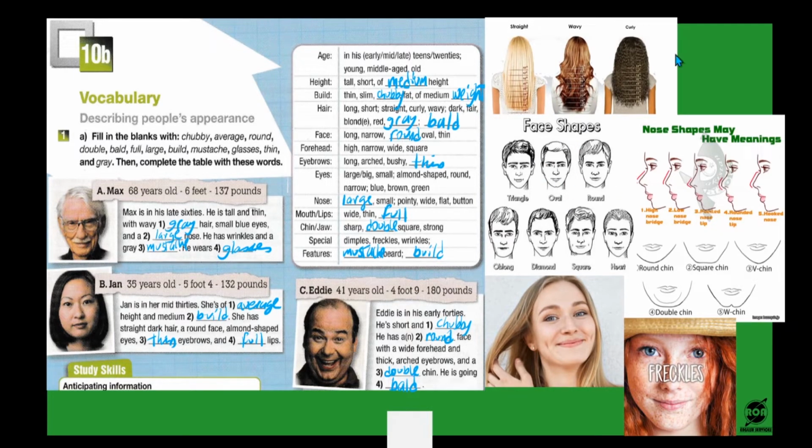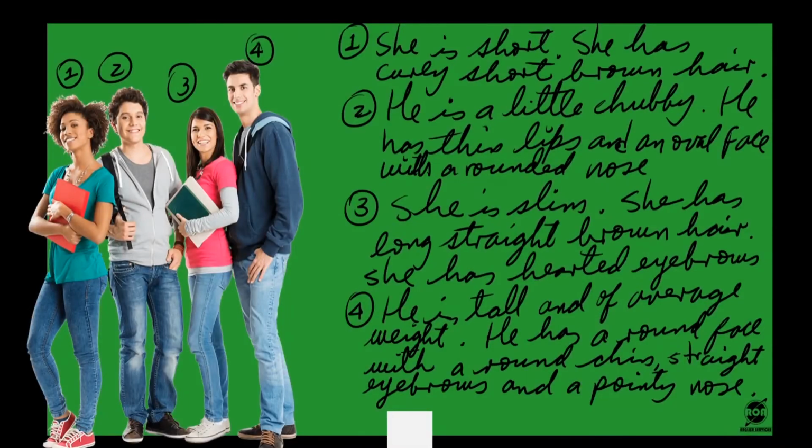Okay, this woman right here, she has two little holes in here, and the name of these holes are dimples. Okay, then when you have a lot of dots on your face or any other part of your body, then these are freckles. Okay, so let's move forward. Here you have some examples of people with the description.